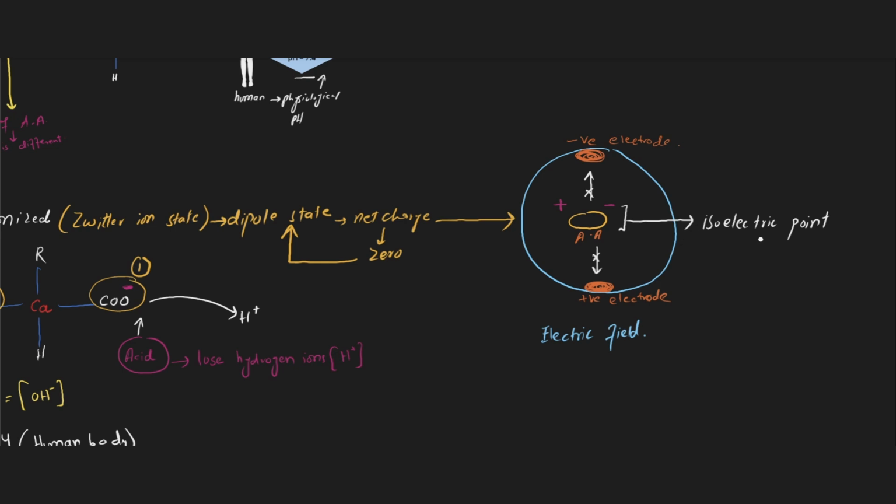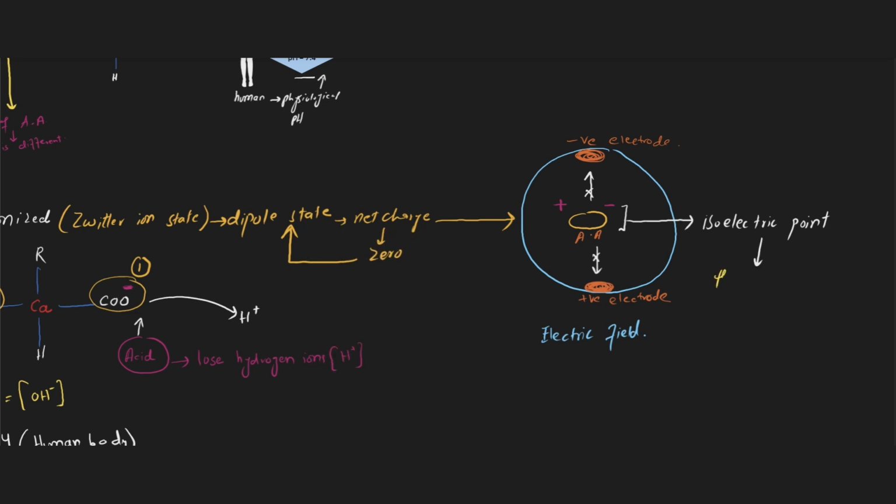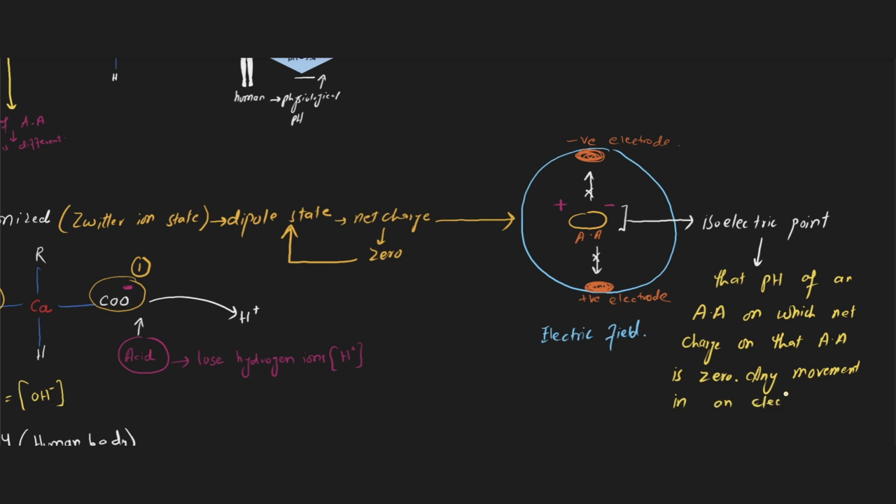So how would you define the isoelectric point? The isoelectric point is that pH of an amino acid at which the net charge on that amino acid is 0, and it doesn't show any movement, or it doesn't move towards any pole of the electric field. So that is the definition of isoelectric point.